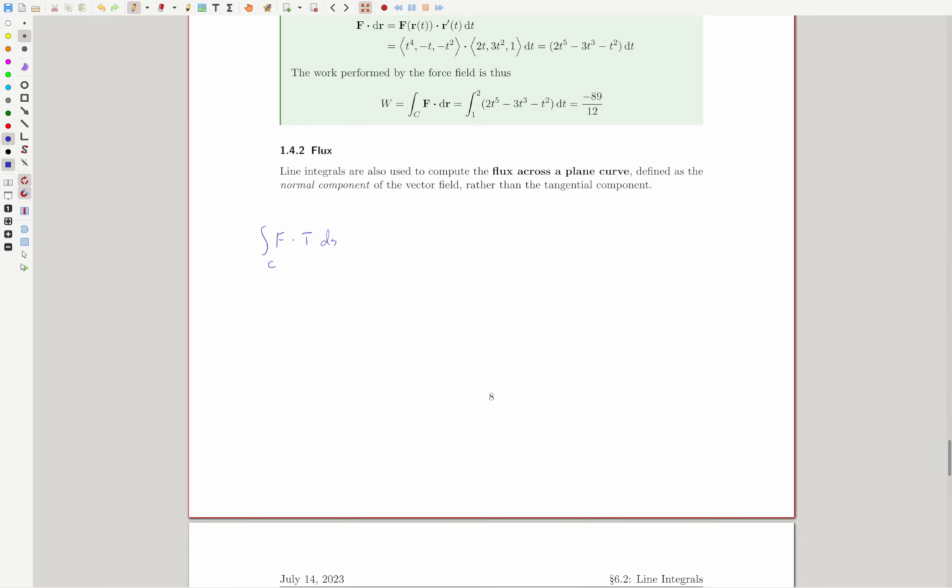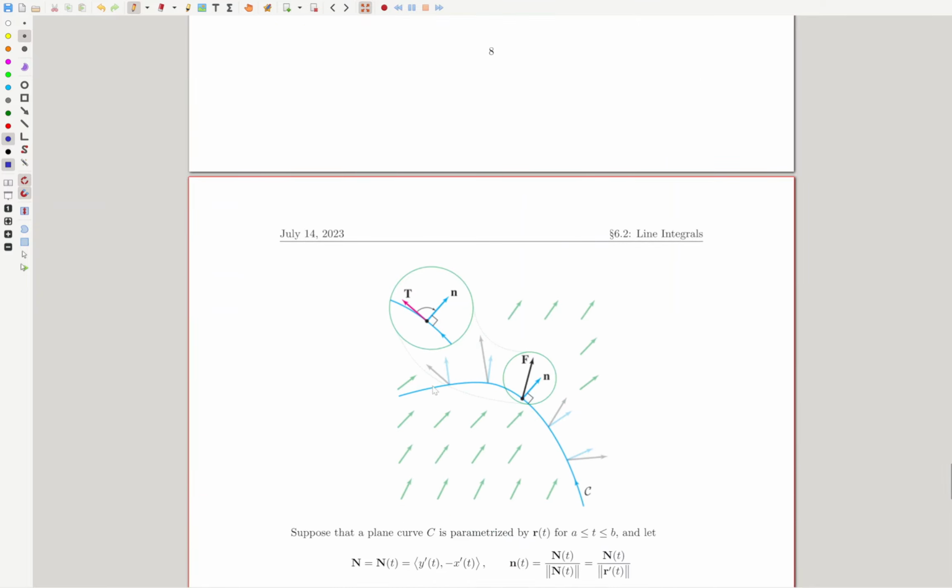But instead, for flux, we're defining it as the normal component. That's the difference. It's capturing kind of the orthogonal part to what we were considering before. It's capturing the other part of the vector field. When you dot product it with the normal vector, you are measuring how much contribution is given by the vector F that is, instead of going in the direction of C, it's completely in the opposite way. It's perpendicular to C.